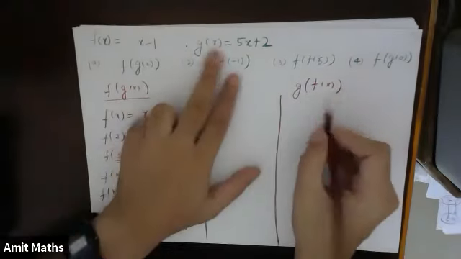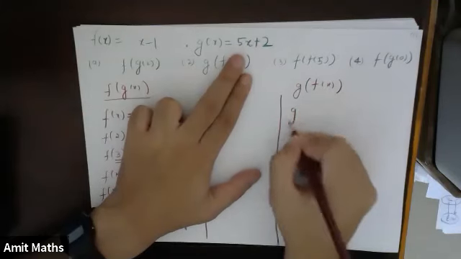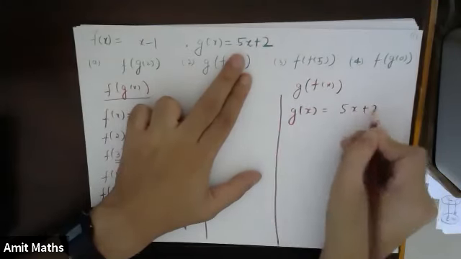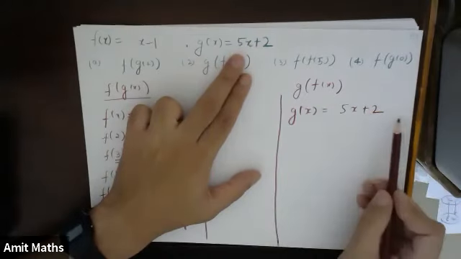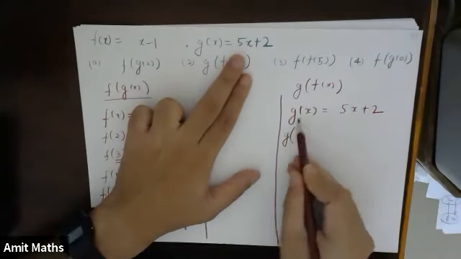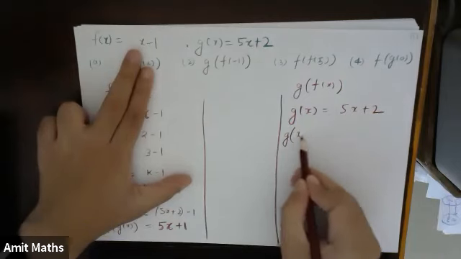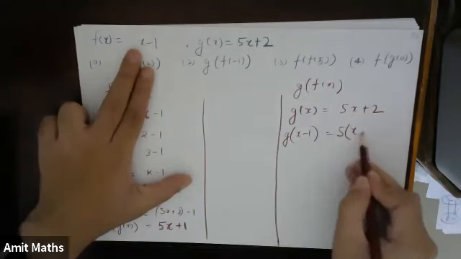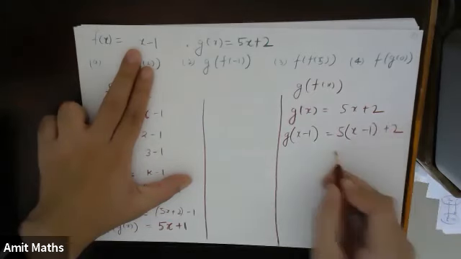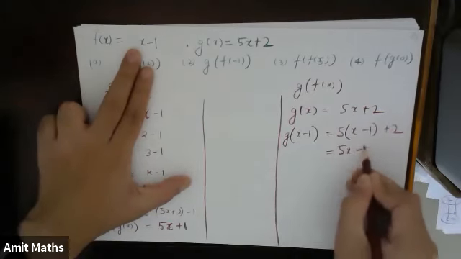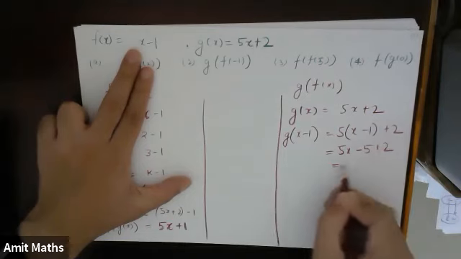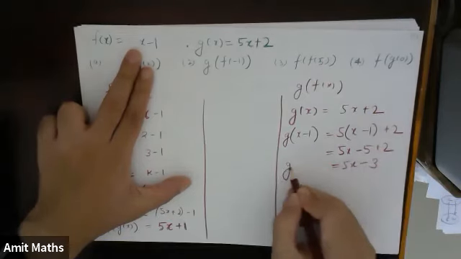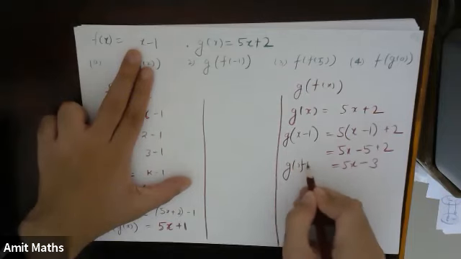Now similarly, g of f of x. g of x is 5x plus 2. So in g, instead of x, I will substitute f of x, which is x minus 1. So this becomes 5 into x minus 1, plus 2. This becomes 5x minus 5 plus 2, which is 5x minus 3. So this is g of f of x.